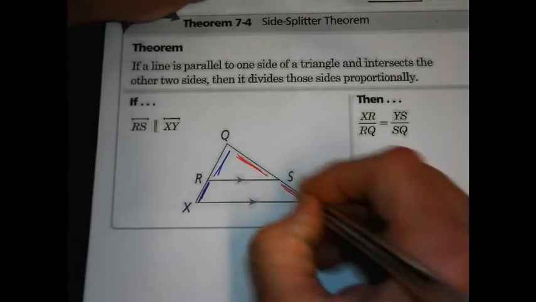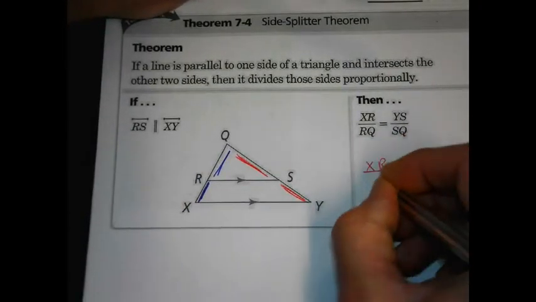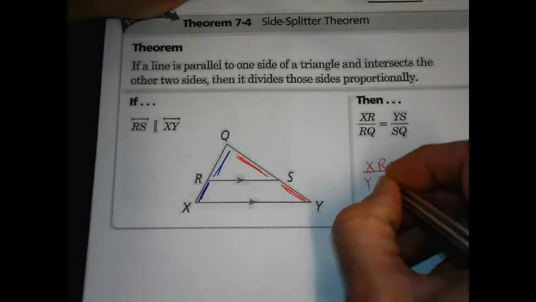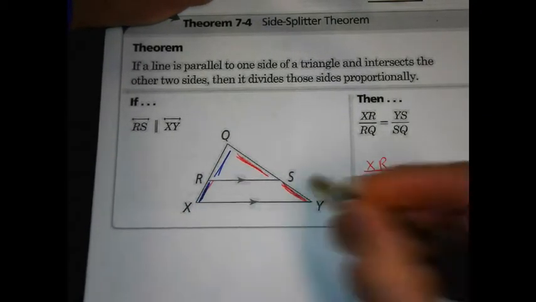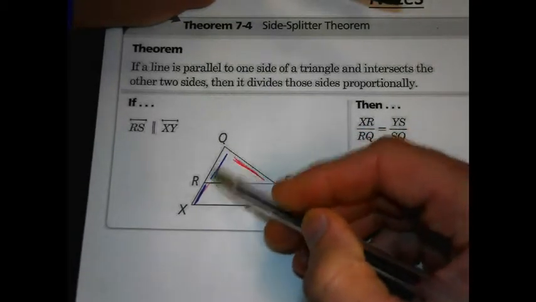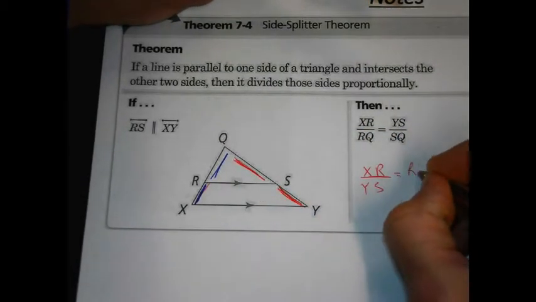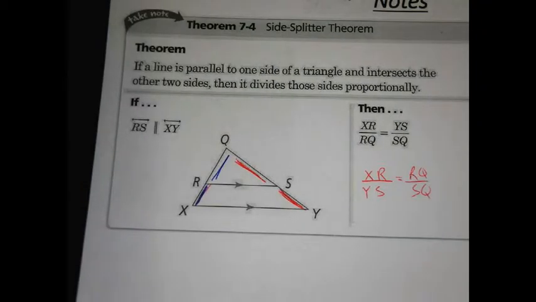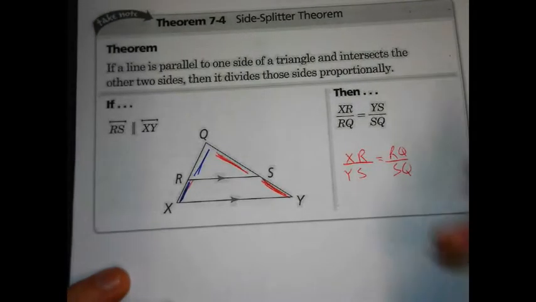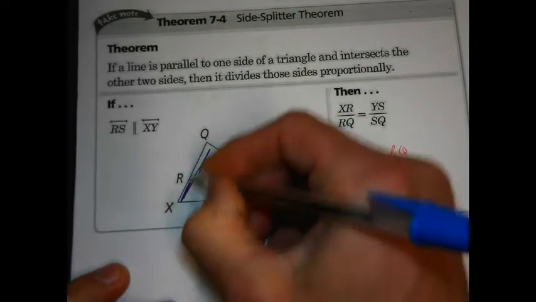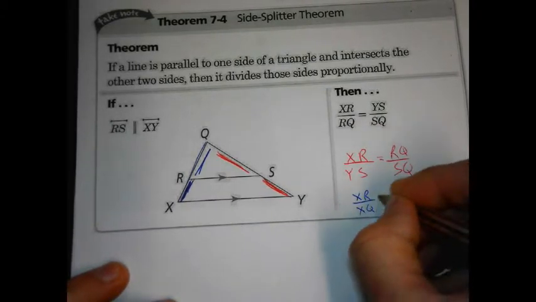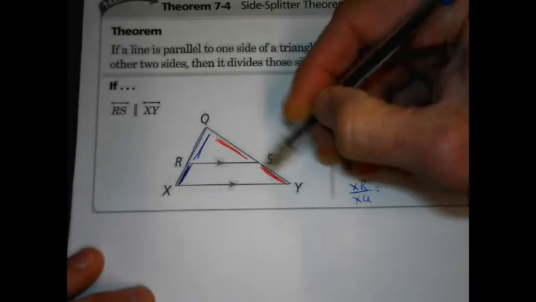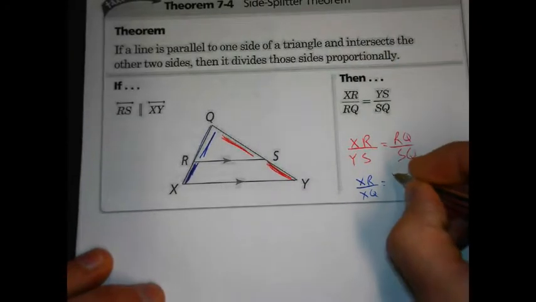XR to YS. We can look at it that way. And what would that be equal to? If I set this up with this, I would have to then look at RQ to SQ. That's another way of doing it. But wait, there's more. We could also look at, how about XR to XQ? What? We can do that as well. But what would that be equivalent to? YS to YQ. We could do that as well.